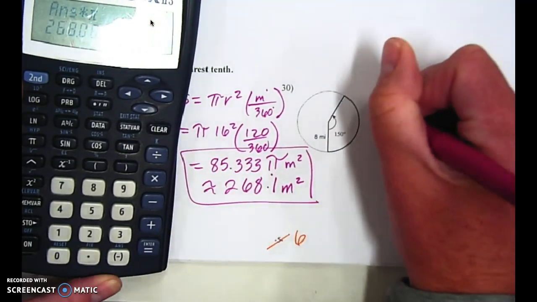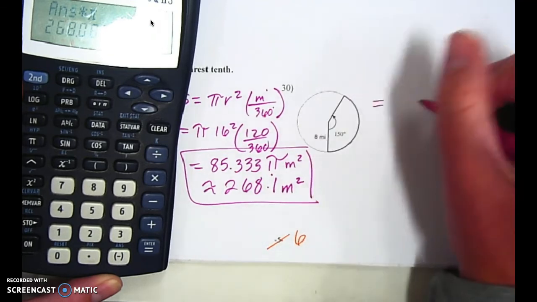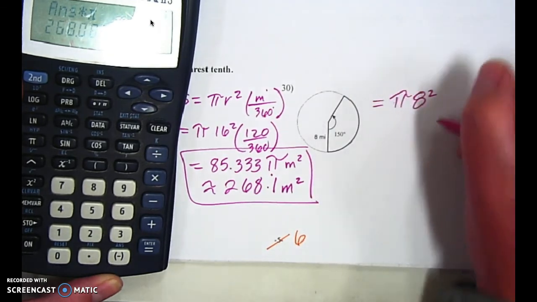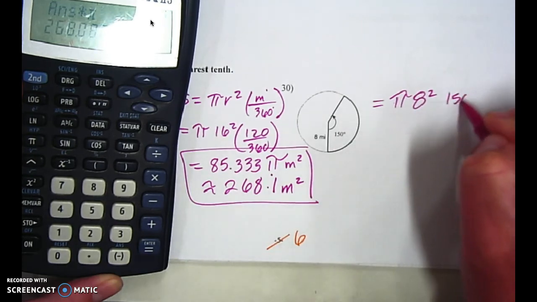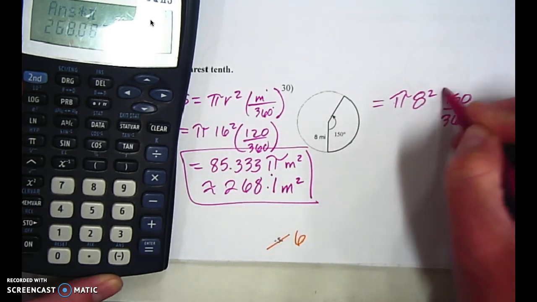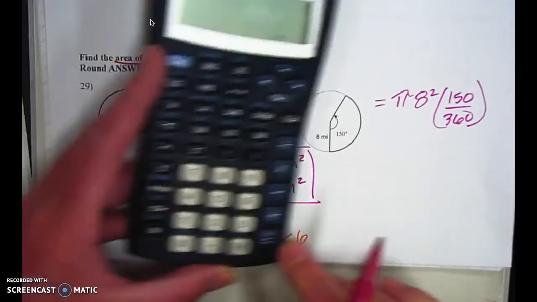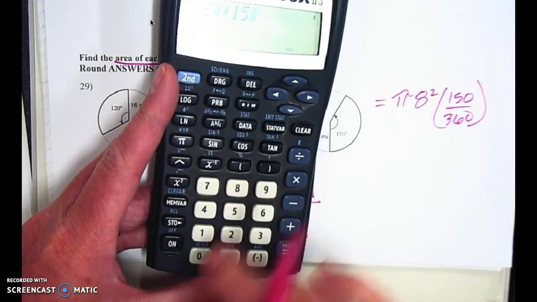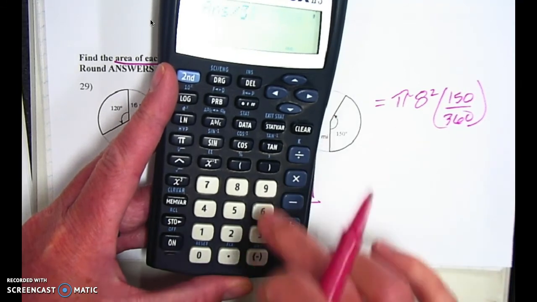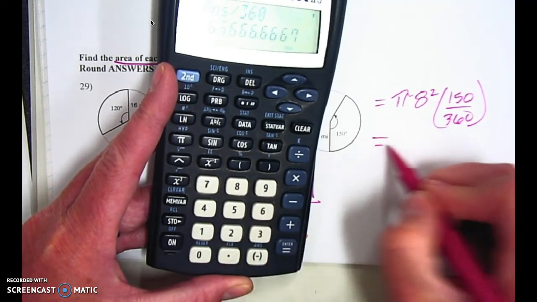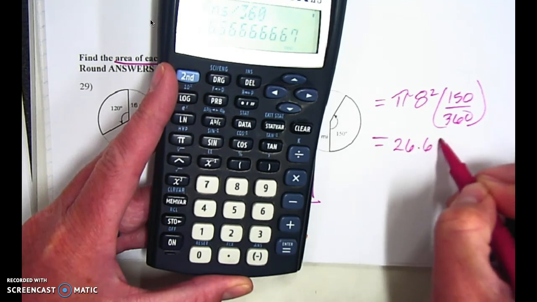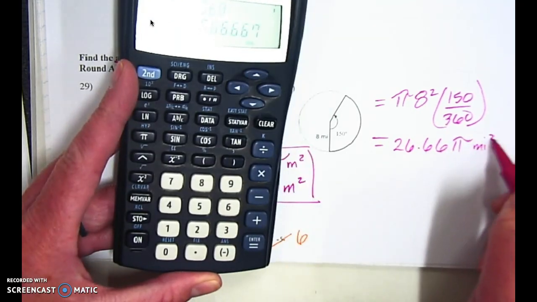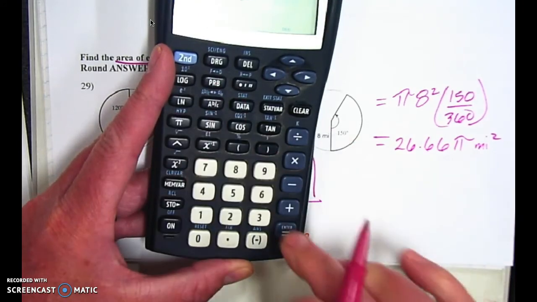Same formula for number 30. We're just going to substitute in the radius of 8, so pi 8 squared. Angle measure is 150 over 360. Let's multiply everything on the calculator. 8 squared is 64. 64 times 150. Divide that by 360. And we've got 26 point, and then a bunch of sixes, pi miles squared. Multiply that by the pi button.